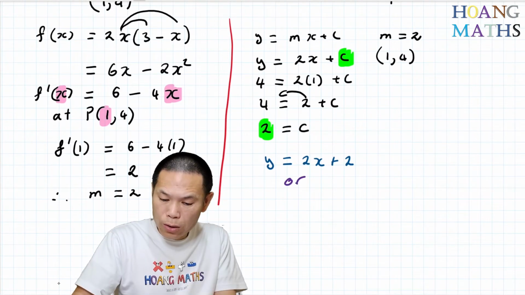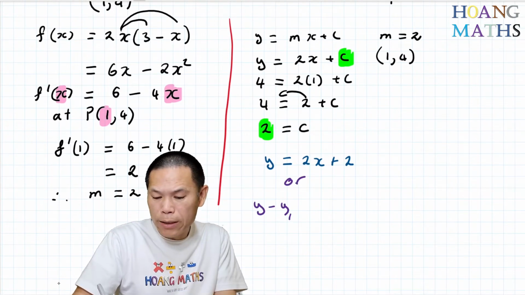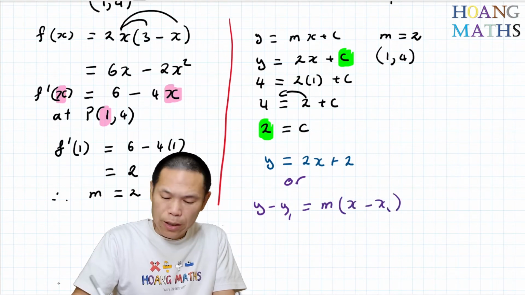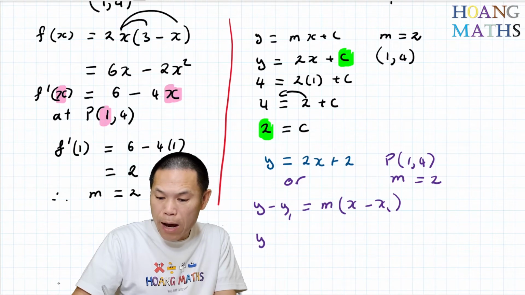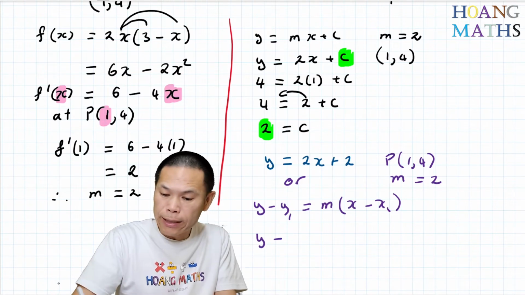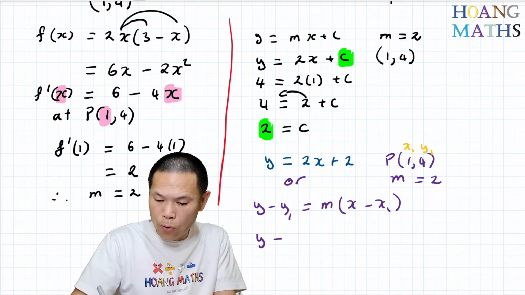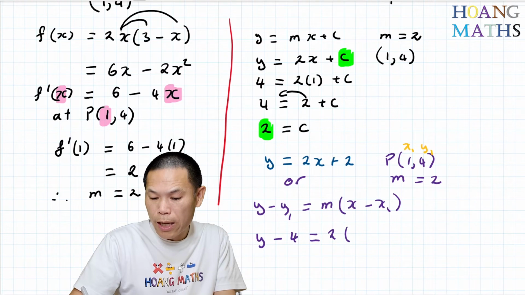So y minus y1 is m times x minus x1. And we know that the point is (1, 4) and the gradient is 2. So y minus, now don't forget, this is x1, this is y1. So y1 is 4. M is 2, so put 2 there, times x minus x1, which is 1.